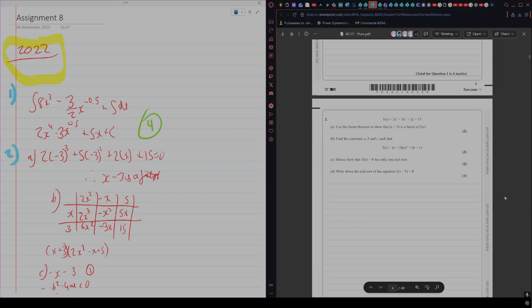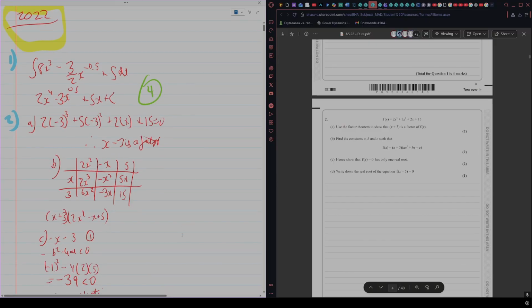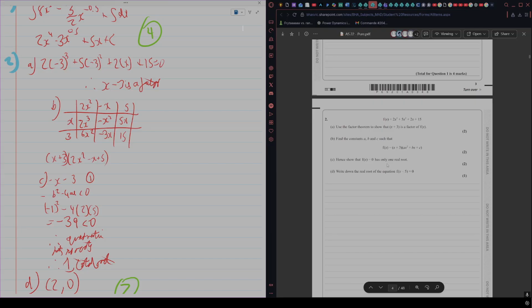Question 2, we have some factor theorem. So for part A, you just substitute -3 in. That gives you 0. I'm not sure if you even have to show it. You could just assume that if you substitute -3 and it's 0, you don't really have to check on your calculator. Next, we just do the division that it's asking us to do.